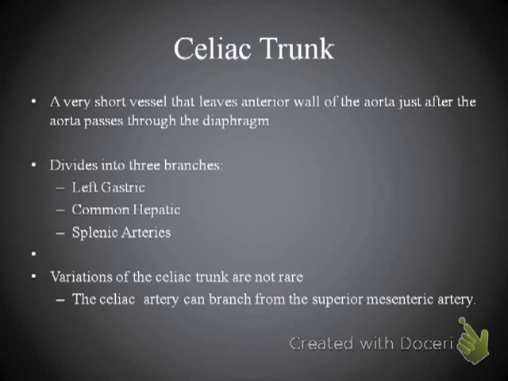So the celiac trunk. It's a very short vessel that leaves the anterior wall of the aorta just after the aorta passes through the diaphragm. It divides into 3 branches: the left gastric, the common hepatic, and the splenic arteries. Variations of the celiac trunk are not rare. Celiac artery can branch from the superior mesenteric artery as well.